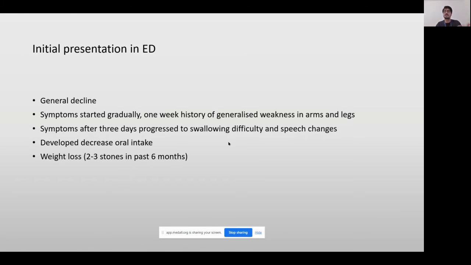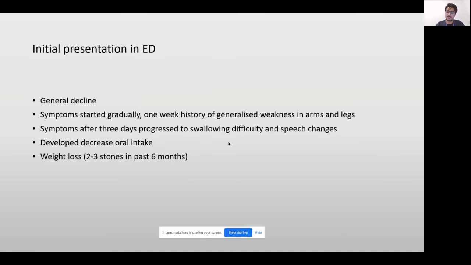It's not a unilateral weakness, it's not one-sided weakness, it's not acute. It's a gradual one-week history of weakness in arms and legs, associated with problems with swallowing and some speech changes as well. He also had decreased oral intake and some weight loss. In the past 6 months, he's lost around 2 to 3 stone.